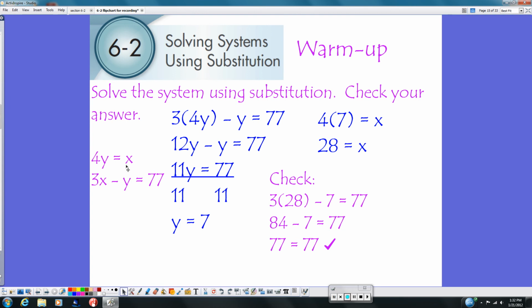Again, noticing that the first equation has x all by itself, we put the 4y in for x in the second equation. So we have 3 times 4y minus y equals 77, 12y minus y equals 77, 11y equals 77 after combining like terms. Divide both sides by 11 to get y equals 7. Over here, we're going to solve for x. So we use the first equation. So we have 4 times y, 7, equals x. So x equals 28. Then we check, is 3 times 28 minus 7 equal to 77? 84 minus 7 does equal 77, so it checks.